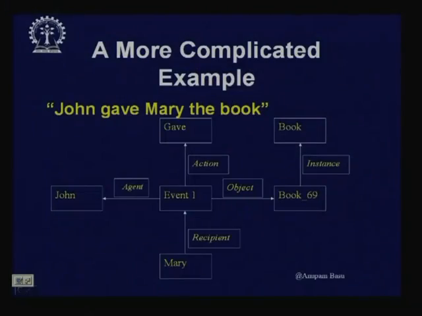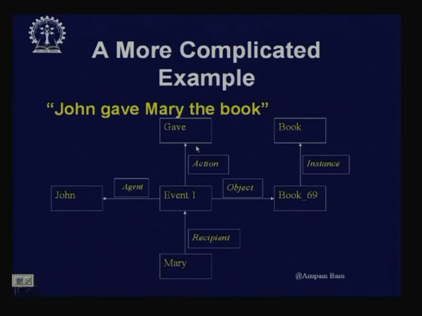So the object that is being given, I could have said book, but why didn't I say it is book? Because book is a general class, and we are talking of a particular book, that is book 69. And what is this book 69? It is an instance of book. So you see how this English statement, John gave Mary the book, simply translates to this nice semantic net form.